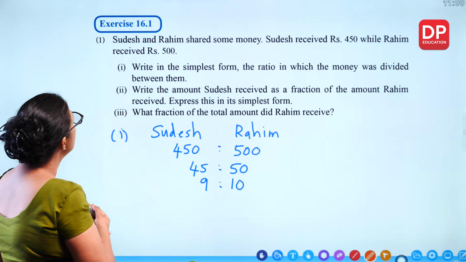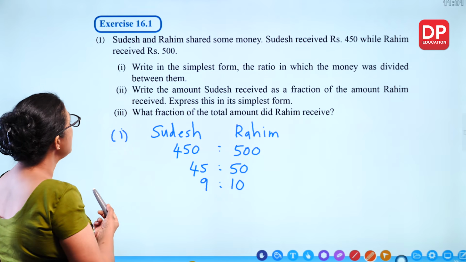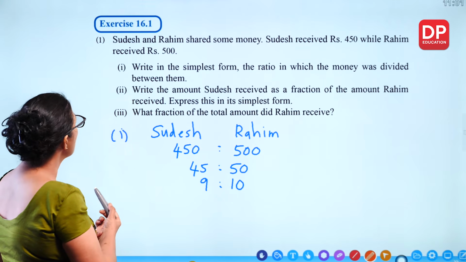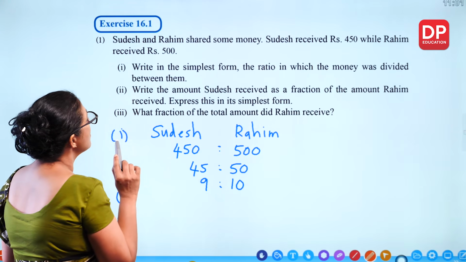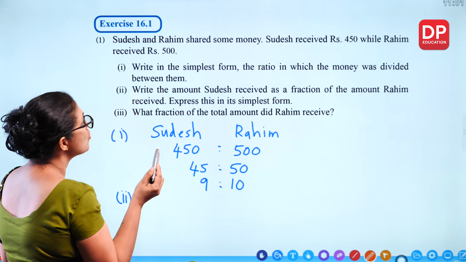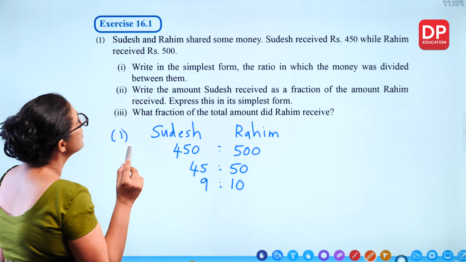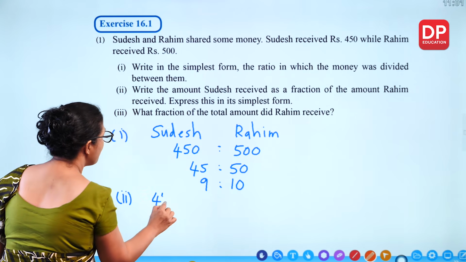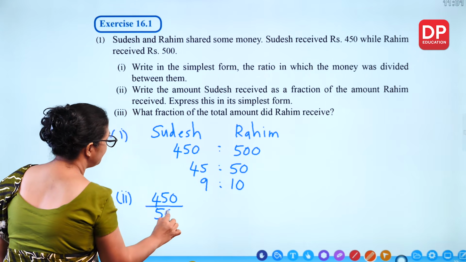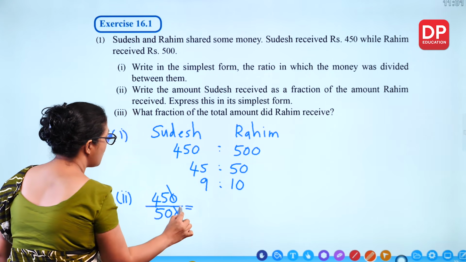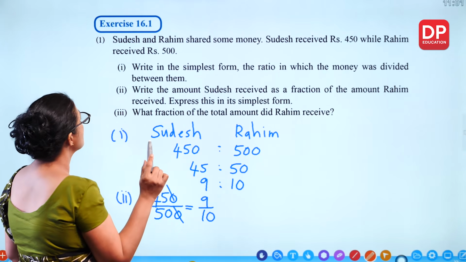Then second part, write the amount Sudesh received as a fraction of the amount Rahim received. Express this in its simplest form. So what's the amount Sudesh received? 450. Rahim received 500. Now simplify, divide by 5, you get 9 over 10 as a fraction.